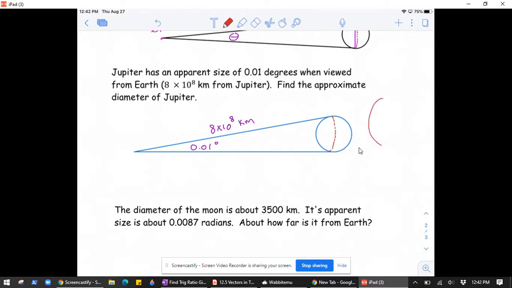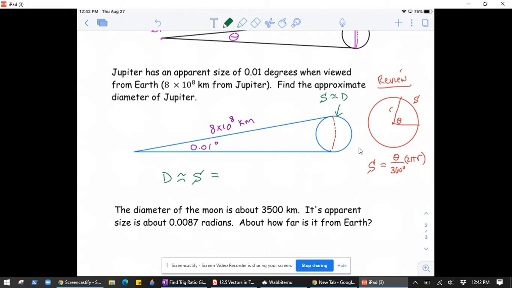So just a quick review of arc length. I'm hoping that you're coming to this video knowing what arc length is, but as a quick review of the formula we're about to use: in a circle, that's the central angle, that's the radius, and S there is the arc length. You think of that as a fraction of the circumference. So this arc length is theta over 360 of the circumference of that circle, which is 2 pi r. So that's the formula we use. The diameter is about equal to the arc length, which is theta over 360, so 0.01 over 360, times 2 pi, and our r is 8 times 10 to the 8th.